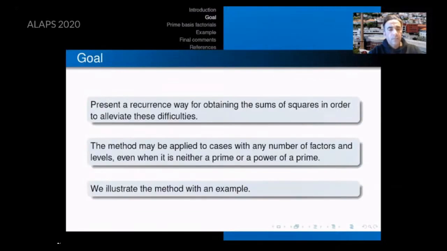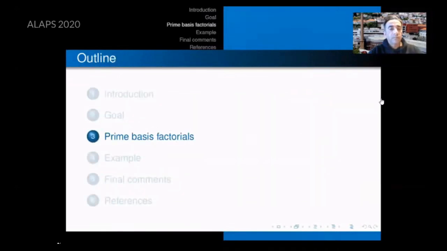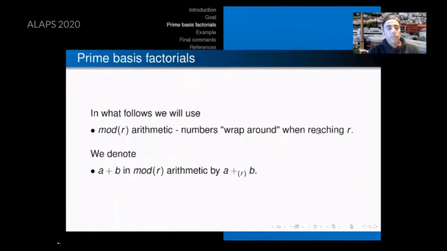So, the goal of this presentation is to present a recurrence way of obtaining the sums of squares in order to alleviate these difficulties. The method may be applied to cases with any number of factors and levels, even when the number of levels is neither a prime nor a power of a prime. We illustrate the method with an example. In what follows, we will use mod R arithmetic, where the numbers wrap around when reaching R, and we denote A plus B in mod R arithmetic in this way.